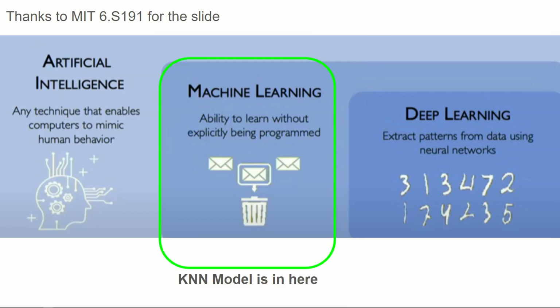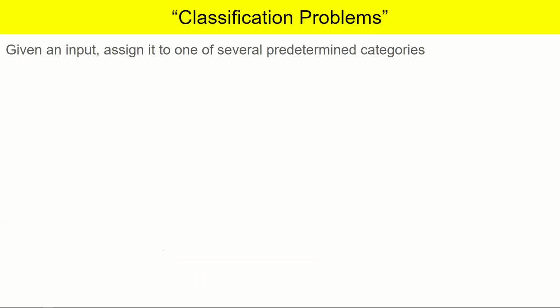Today, the model we're going to learn, the K-Nearest Neighbor model, is here. So it's not a neural network, so it's not deep learning. But it's still a model that will improve with examples and that we can use to mimic human behaviors.